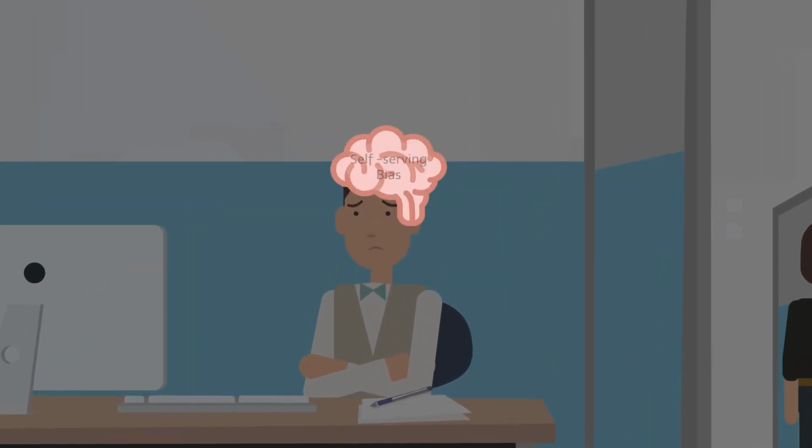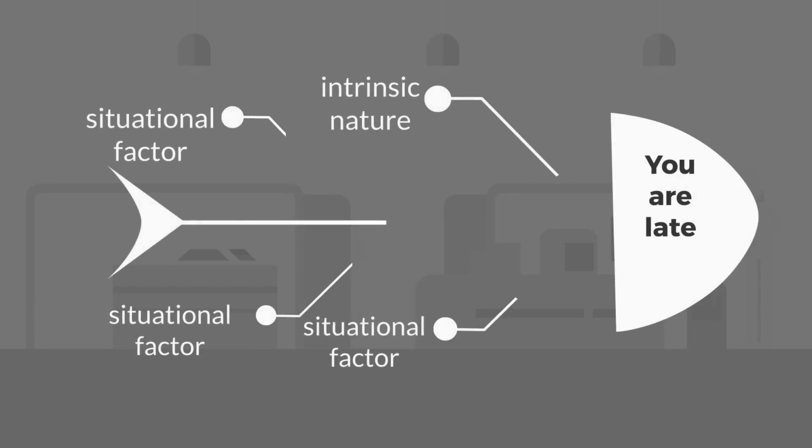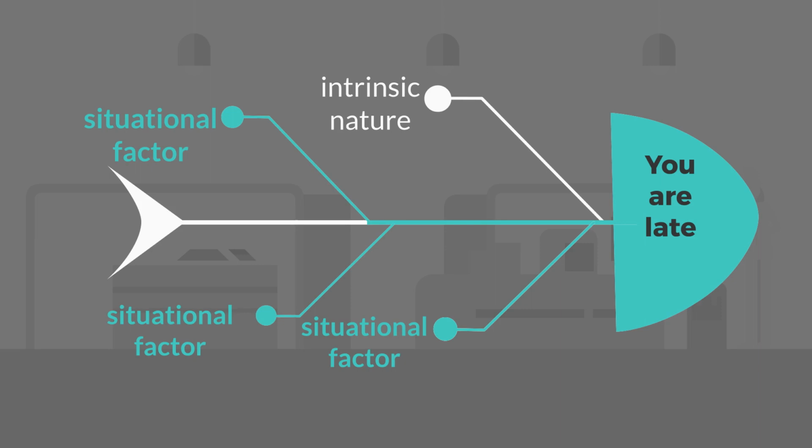You've just followed another brain shortcut called the self-serving bias. When we analyze our own behavior leading to a negative outcome, we attribute it to situational factors instead of our own intrinsic nature in order to see ourselves more positively.